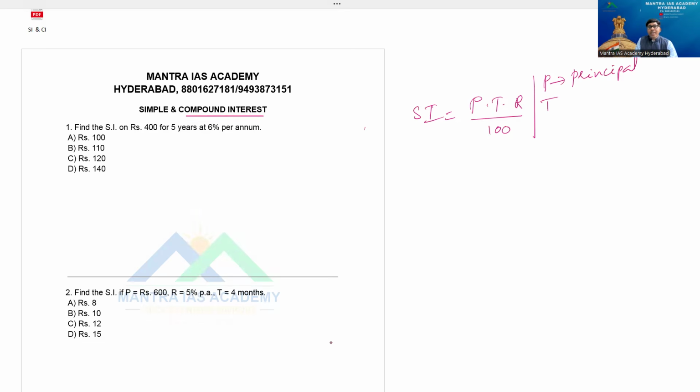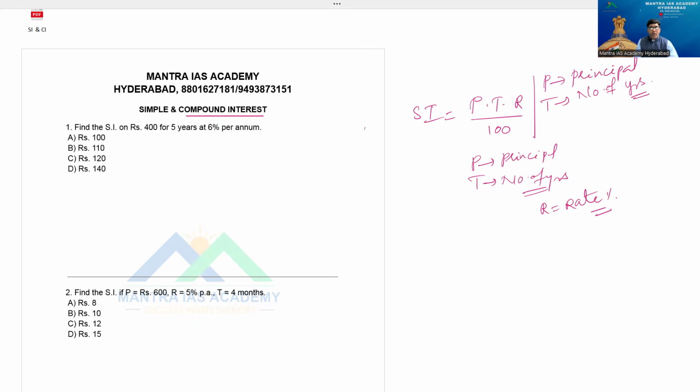T stands for number of years. P for principal, T nothing but number of years. If months are given to you, say 6 months or 5 months, you have to convert them into years. If days are given, say 150 days, we have to take 150 by 365. It has to be converted; this is compulsory. And R is rate percentage. This is the basic formula for simple interest.